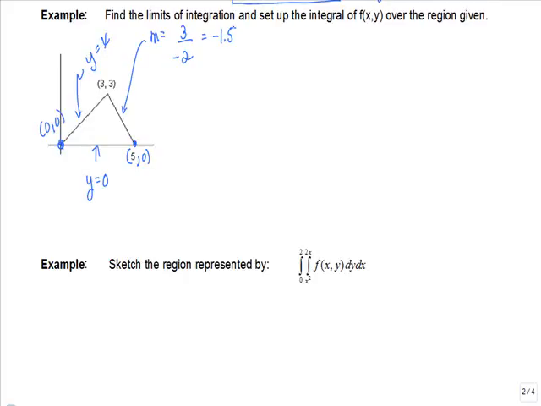Now, in order to write the equation, I need y equals mx plus b, so y equals negative 1.5x plus b. Substitute in a point. I think I'll substitute in 5, 0. So 0 equals negative 1.5 times 5 plus b. So it looks like b is going to end up being 7.5. So this line is going to be y equals negative 1.5x plus 7.5.